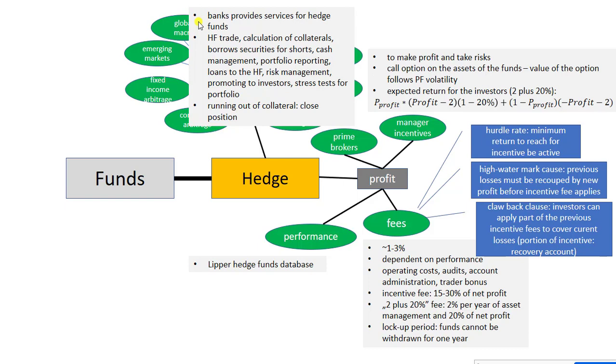The problem is that in this case the hedge fund can be too transparent for the prime brokers, so big hedge funds are usually combining the services of different prime brokers, different banks, and in this case the banks cannot see what is happening inside the hedge fund. But in case the hedge fund runs out of collateral, they can close down the position immediately.